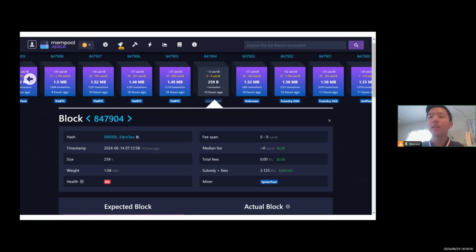Here's an example of an empty block. It is at block height 847904, and you can see that the size of this block is slightly smaller compared to its previous and next block. And also, it does not include any transactions, excluding the Coinbase transaction.